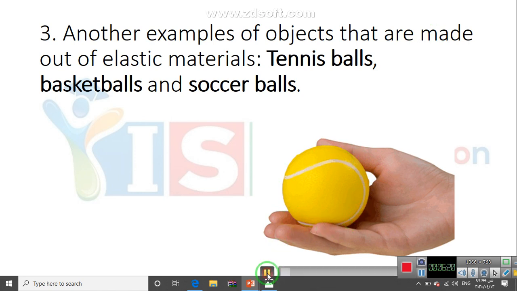Again, you can squeeze it. Here, I'm squeezing the ball. I'm pressing the ball, and then it goes back to its original shape. Why? How does that happen? Because it's made out of elastic materials. Soccer balls or footballs are also made out of elastic materials. Basketballs are also made out of elastic materials.